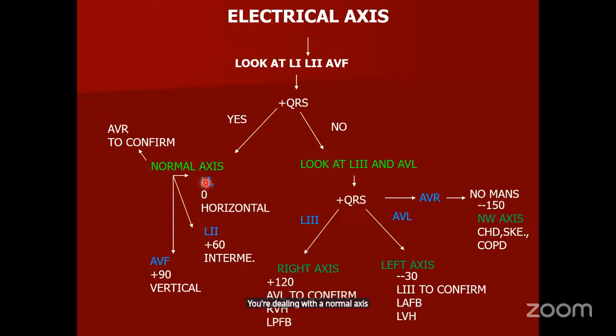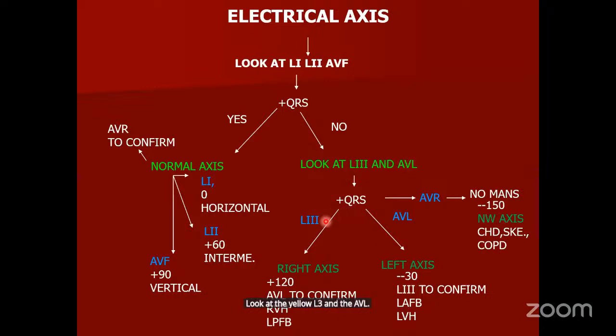So if L1 shows the tallest positive QRS complex, it is normal axis, 0 degrees and horizontal heart. If L2 shows the tallest positive QRS complex, you are seeing a normal axis, 60 degrees and intermediate heart. And if AVF shows the tallest positive QRS complex, it's once again normal axis, 90 degrees and vertical heart. If these 3 leads are not showing the tallest positive QRS complex, look at L3 and AVL.